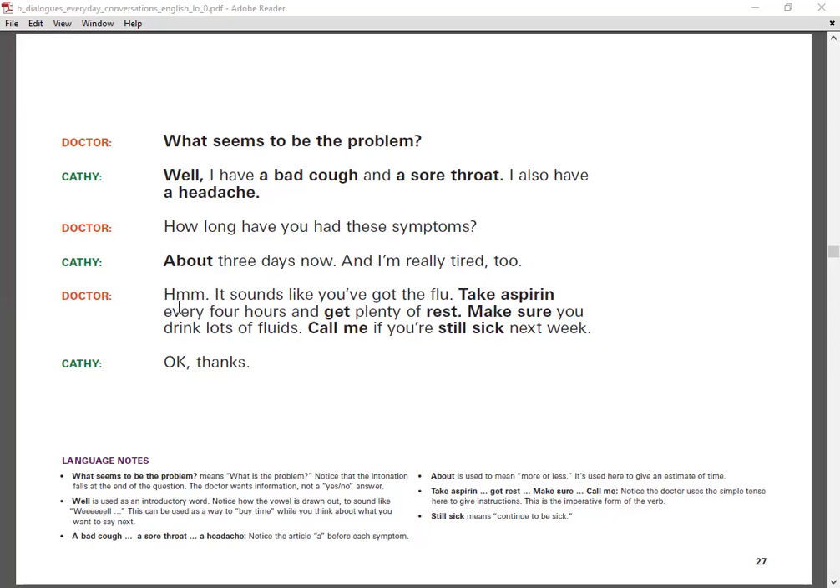Take aspirin every 4 hours and get plenty of rest.